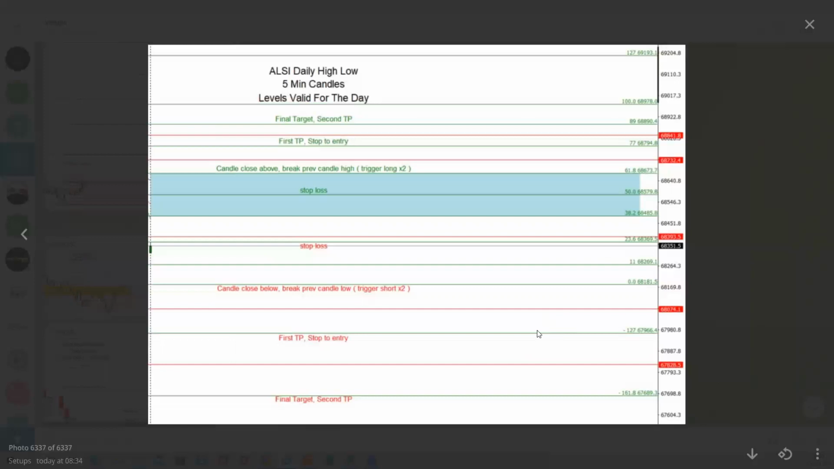On the Aussie daily high-low, currently between levels of 11 and 23.6. Looking at moving averages, 50 is above 21, above 8. That's indicating trend is down. So with that, we want a candle close below the zero level, break previous candle low to aim for the minus 127 first TP, minus 161.8 second TP, stop loss being at the 23.6. Remember guys, same rules apply with the red lines.